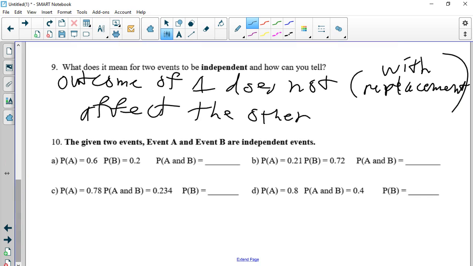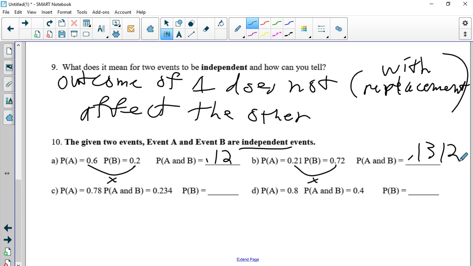Oh, number 10. Okay, this is just like we did yesterday, just more practice. Remember, when they're independent events, we're just going to straight up multiply. That's all we're doing. So we're going to take A times B: 0.6 times 0.2, and that's 0.12. And we're going to take A times B, 0.21 times 0.72, which is 0.1512. It's a very good year.